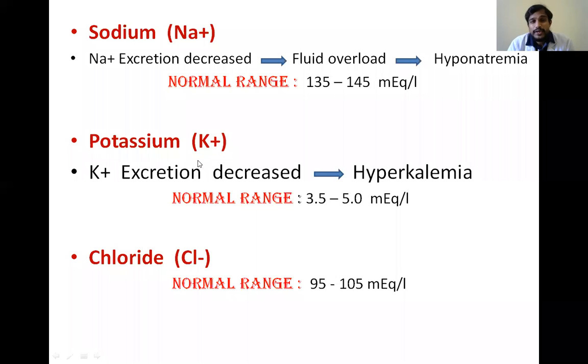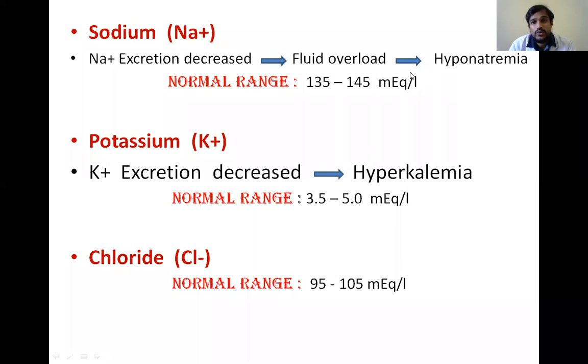Potassium excretion is also decreased, which leads to accumulation of potassium in the blood, which is hyperkalemia. The normal range is 3.5 to 5 milliequivalents per liter. And chloride levels are not much varied in renal failure.